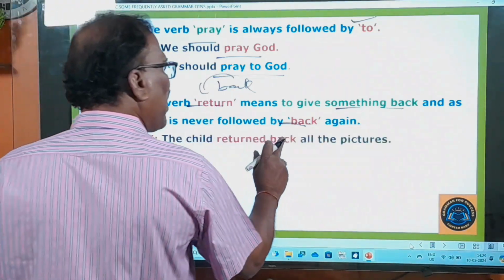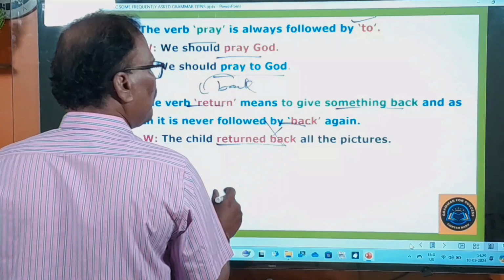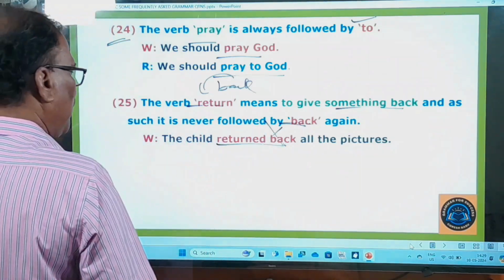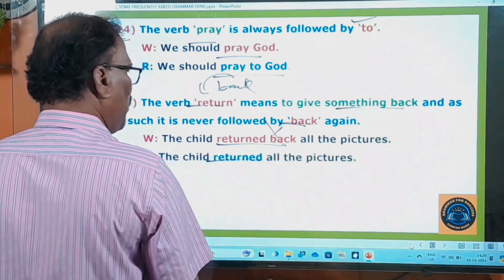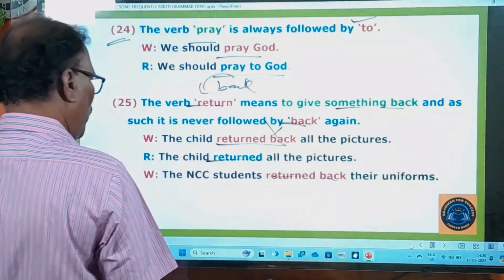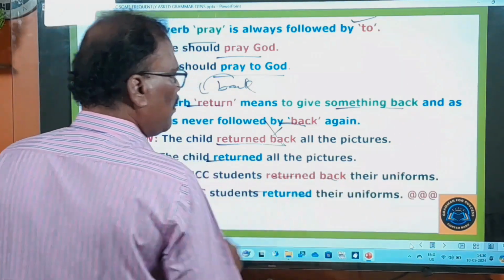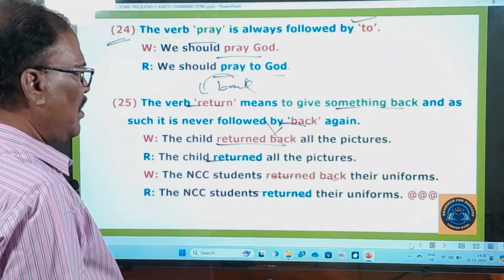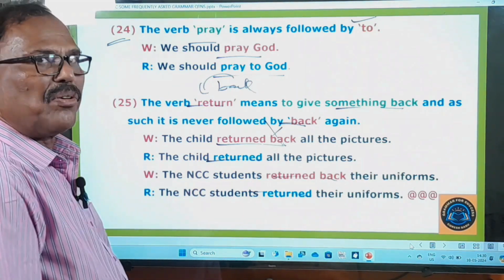The child returned back all the pictures. No, the meaning of this is already in that. The child returned all the books. The MC students returned back their uniforms. No, the MC students returned their uniforms. So it's like that. Okay, with this video comes to an end.